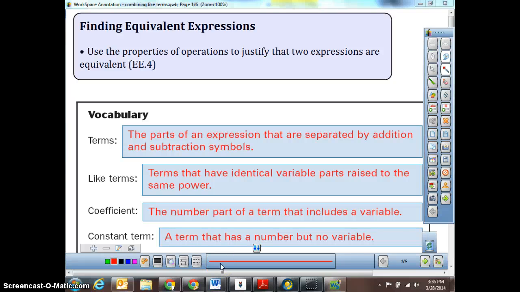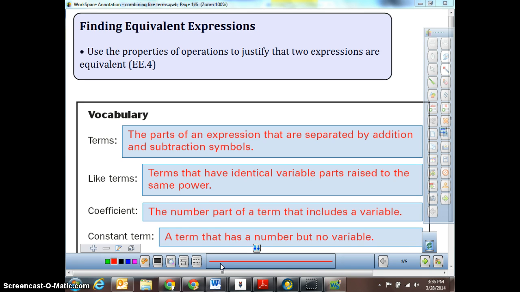We've got a lesson today on finding equivalent expressions, specifically combining like terms. So with that, we have some new vocabulary we need to go through. I've already filled it in for you, so I just need you to follow along and try to listen and make some sense of it.